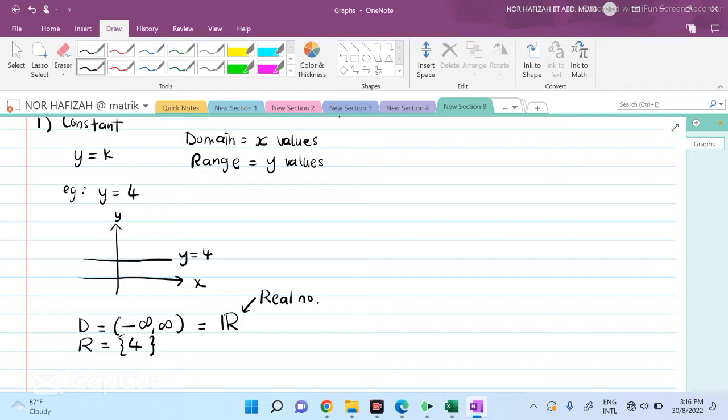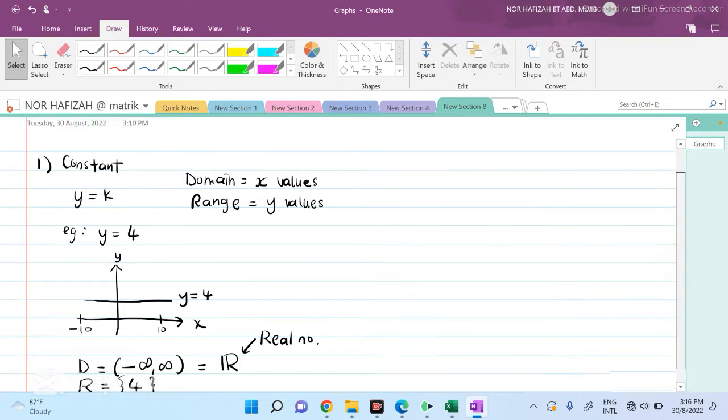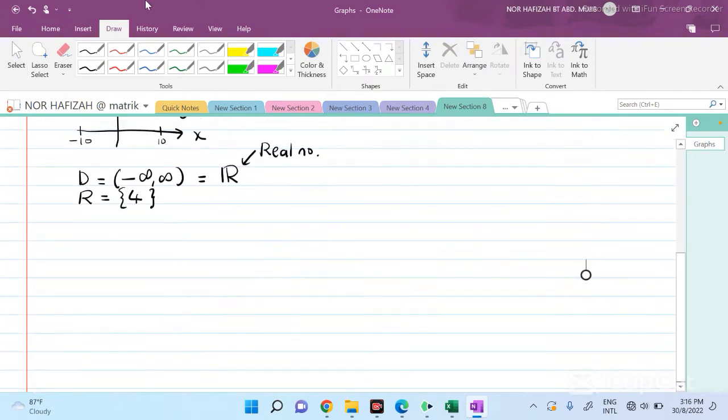Because that is only the number. Here, negative 10 or positive 10, it is always 4. Alright, then we have function number 2, which is linear.